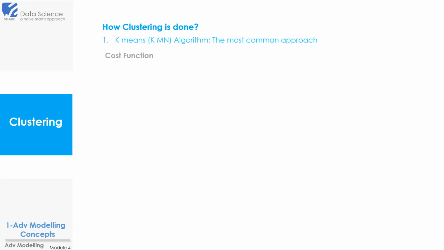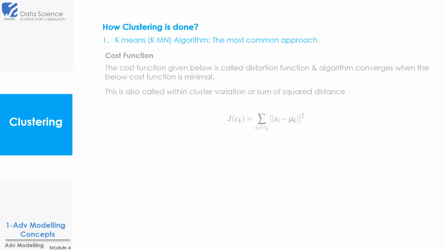As usual, for guiding the algorithm, we use a cost function. The function given below is called the distortion function, and the algorithm converges when the below function is minimal. This is also called within cluster variation or sum of squared distance. It is nothing but the square of the distance from each point to its centroid within a particular cluster, as we saw earlier in the figures.